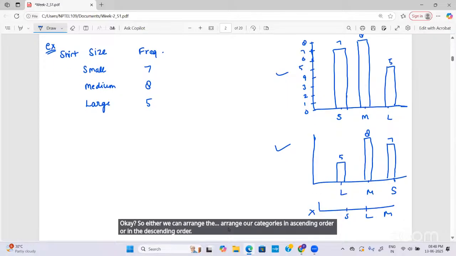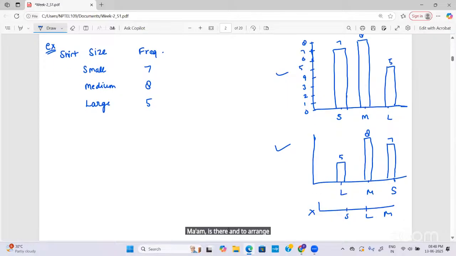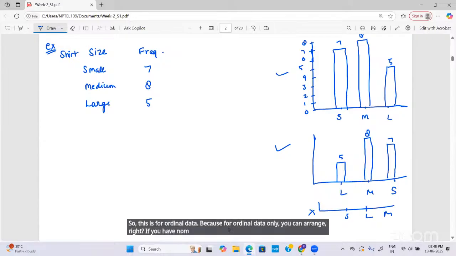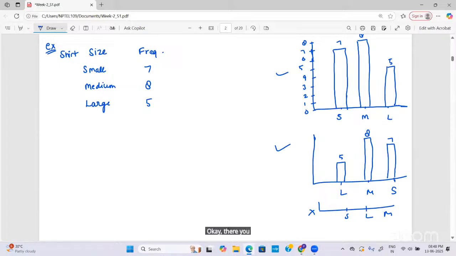Ma'am, is it only in the case of ordinal that we have to do this, or every time? So this is for ordinal data. Because for ordinal data only you can arrange, right? If you have nominal data, then you cannot arrange. There you know that medium is greater than small size and large is greater than medium size. So there we have to maintain the order if you have ordinal data.